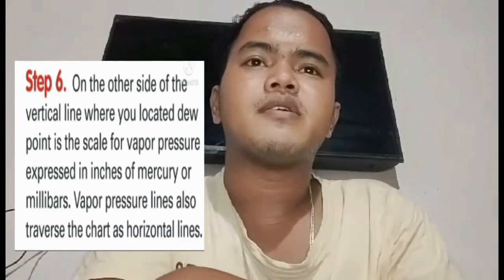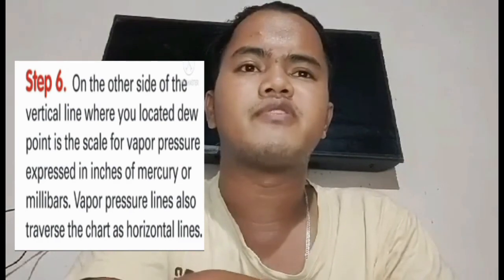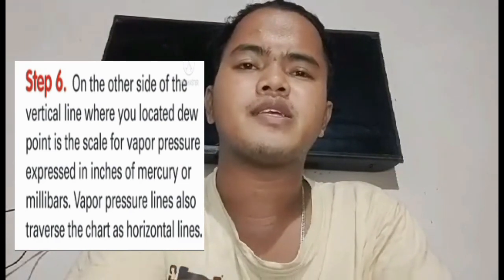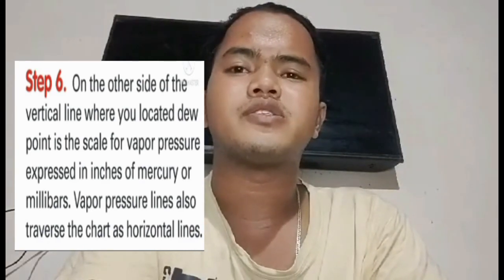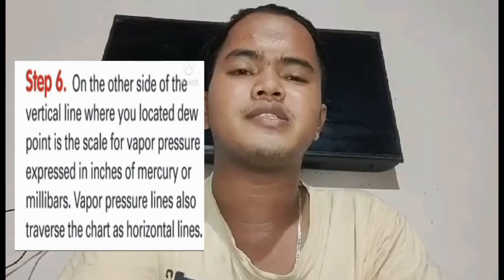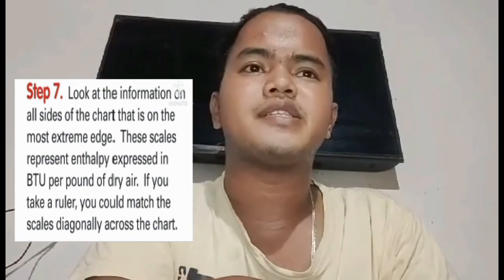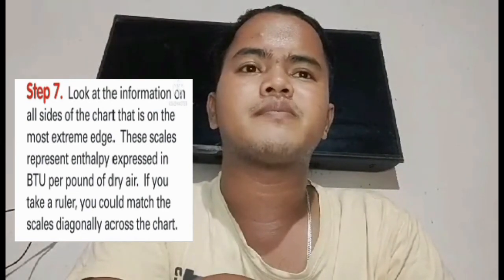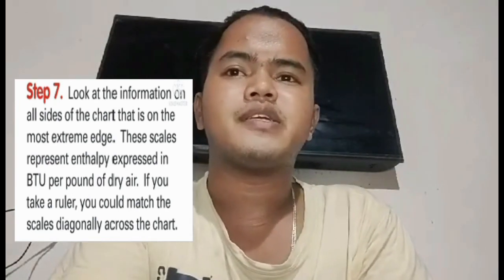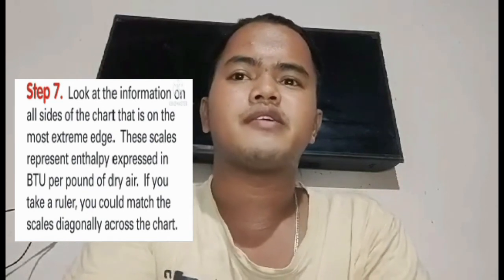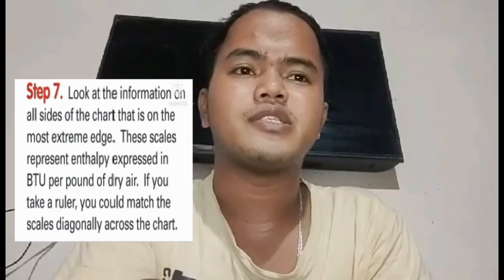Step 6. On the other side of the vertical line where you located dew point is the scale for vapor pressure, expressed in inches of mercury or millibars. Vapor pressure lines also traverse the chart as horizontal lines. Step 7. Look at the information on all sides of the chart, on the most extreme edge. These scales represent enthalpy, expressed in BTU per pound of dry air. If you take a ruler, you could match the scales diagonally across the chart.